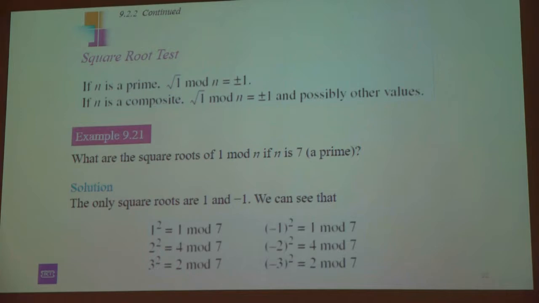How many of them are coprime? 6. All of them, right? Why? Because it's a prime. 6 actually, you're right. All of them except the first one. Because how do we calculate the coprimes? Phi of 7. What's phi of 7?